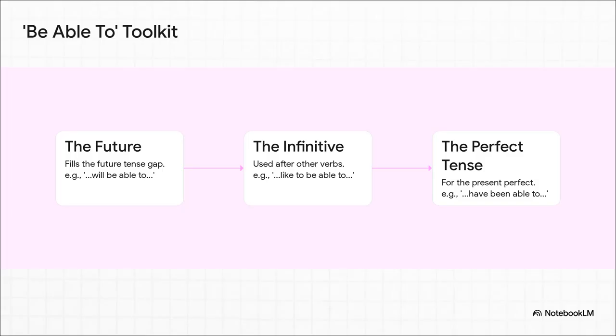Seriously, think of be able to as your ultimate grammar multi-tool. It can do all the jobs can just can't handle. For example, you can't say I will can to talk about the future, right? It just sounds wrong. So you say I will be able to. You can't use can in the present perfect, so instead of some weird combination, you say I have been able to. It fills in all those gaps that can and could leave open.